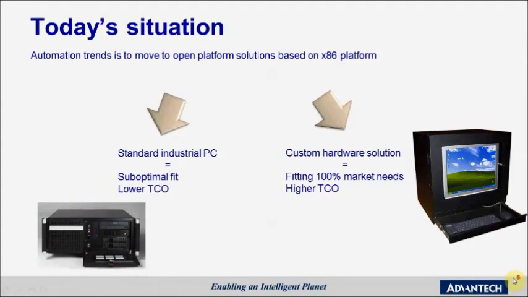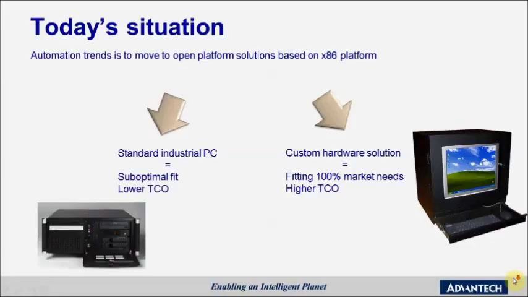Let's start by analyzing today's situation, where I think most of you can recognize your needs. Today's situation is divided in two parts. The first part is the standard industrial PC. So here we have an example. You can configure the system a little bit, but it is a standard product. Of course, we have a lower total cost of ownership simply because the product is a standard product that can be bought every time, everywhere without any quantity limitation and also with low lead time.